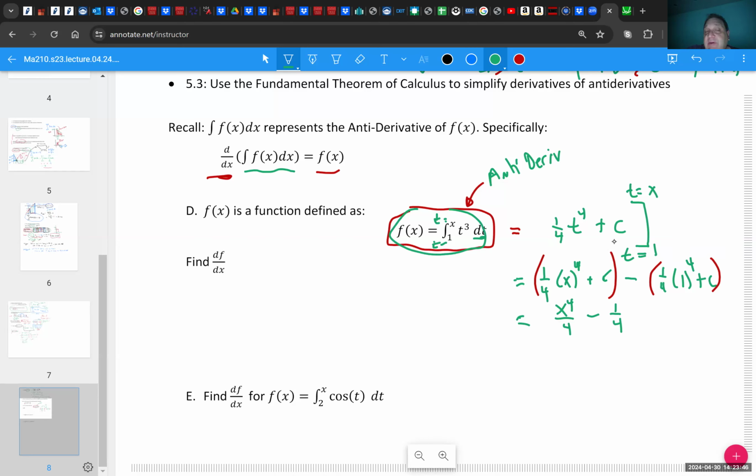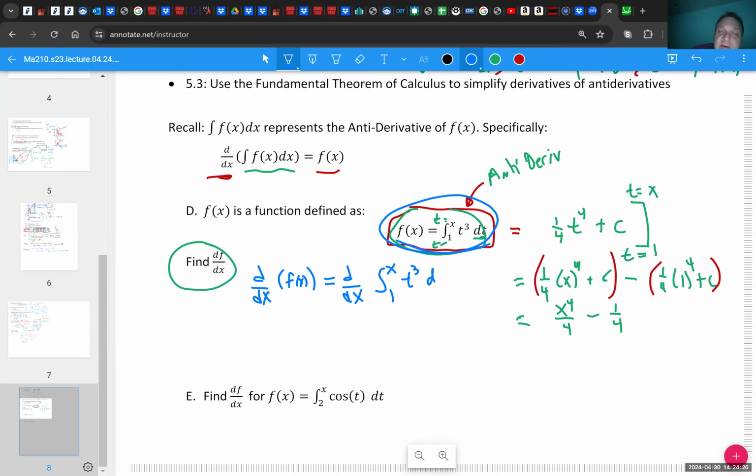Now, what they're going to be asking you to do in this 5.3 section is to find the derivative of that antiderivative, right? So they're going to be asking you to find df dx, the derivative of this function. So the way that looks is we're doing the derivative, the d dx of f. But what is f? F is this creature right here. So we're doing the derivative of the function f, which, if you write it out, is just the derivative of this antiderivative of t cubed dt, right?